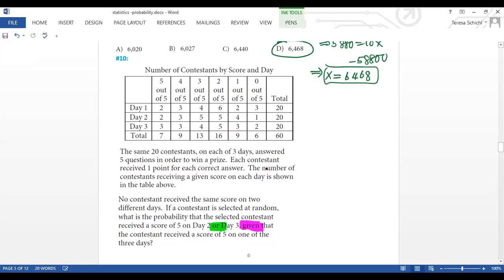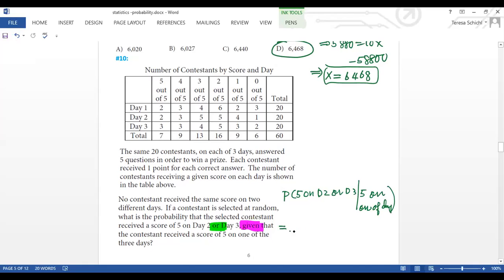So given that the contestant receives a score of 5 on one of these 3 days, we have 2 things here. This one here is a 5 on day 2 or day 3, given that 5 on one of the days, right? This is a really good problem here.